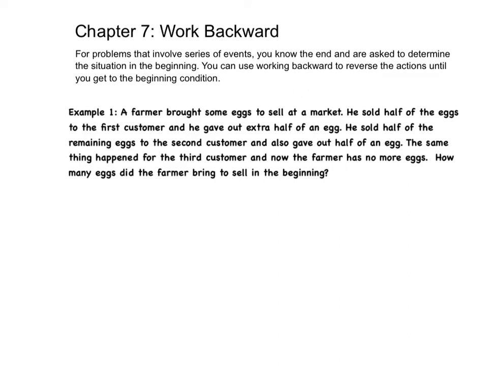This is a very interesting question. A farmer brought some eggs to sell at a market. He sold half of the eggs to the first customer and he gave out an extra half of an egg. He then sold half of the remaining eggs to the second customer and also gave out half of an egg to the second customer. And the same thing happened for the third customer, meaning he sold half of the remaining eggs and then he gave out half of an egg to the third customer.